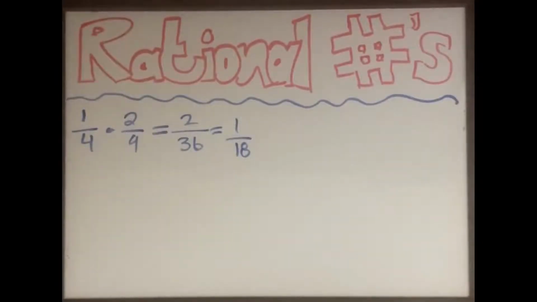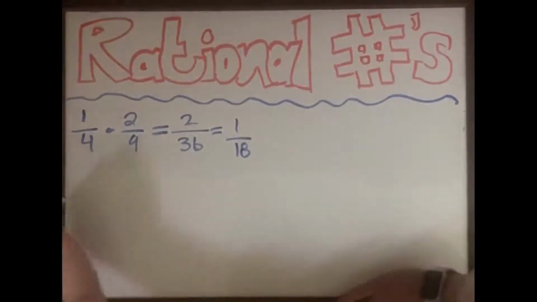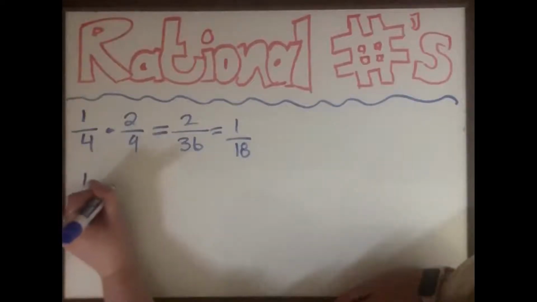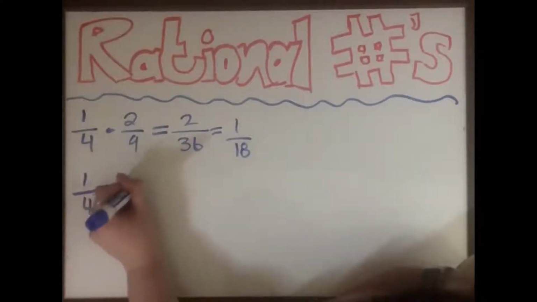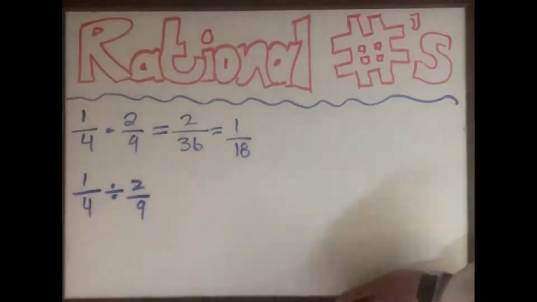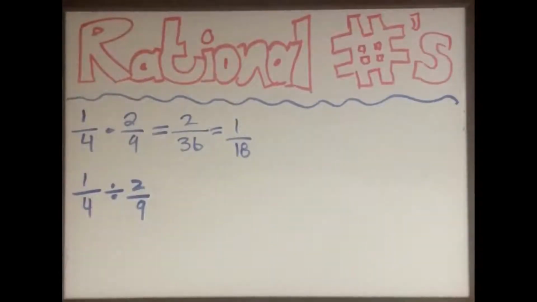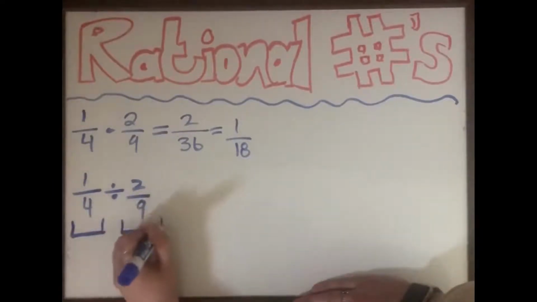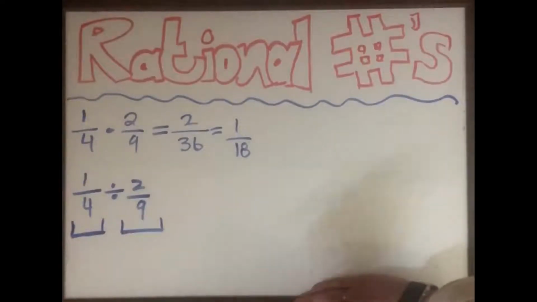That's how you multiply fractions. Multiply the top by the top and the bottom by the bottom. Division gets a little trickier. So if we have the same example, 1/4 divided by 2/9, another way we can write this is multiplying by the reciprocal. So this is the number that we are dividing, and this is the number that we're dividing by. I believe it's called the dividend.